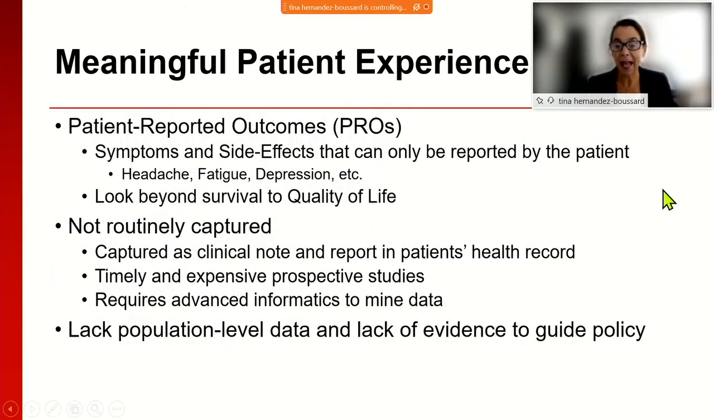So the second aspect of the 21st Century Cures Act was using patient experience data, also known as patient-reported outcomes. These are typically side effects or symptoms that can be only reported by the patient, such as headache, fatigue, depression, etc. And these endpoints allow us to incorporate quality of life and patient goals into treatment decisions.